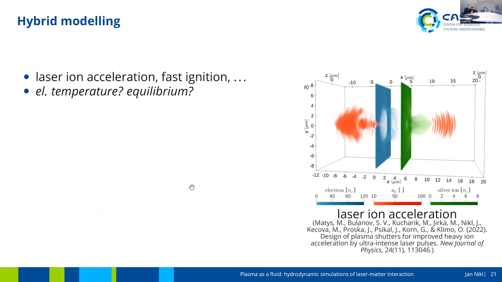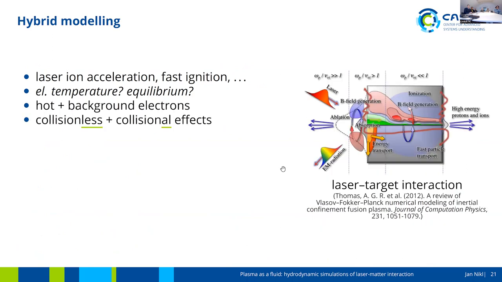Another question might be what happens when we increase that intensity even further, like in the case of laser ion acceleration or fast ignition, and so on. How can we actually define even that electron temperature, or can we actually find any equilibrium there? Well, of course, this is very problematic, and the situation can be better described by rather a population of hot electrons and some relatively cold background electrons.